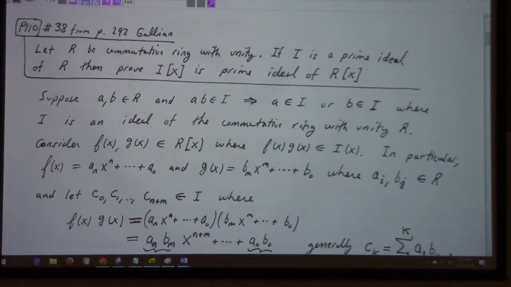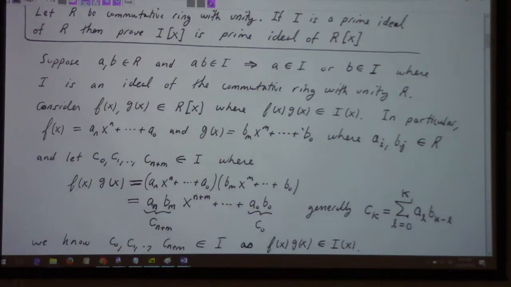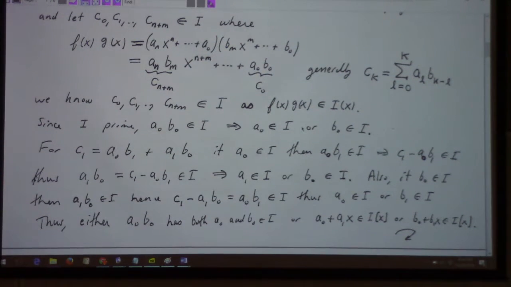And so I started working on this, and I got a little ways into it because I don't know better. I mean, I tried it. So I took the product and multiplied it out, and I got some stuff, right? So when you multiply it out, you get the constant coefficient c naught. It's in the ideal, so that implies that either a naught is in the ideal or b naught is in the ideal, right? And then the next thing up, c1 would be a naught b1 plus a1 b naught. And then you can think about cases.